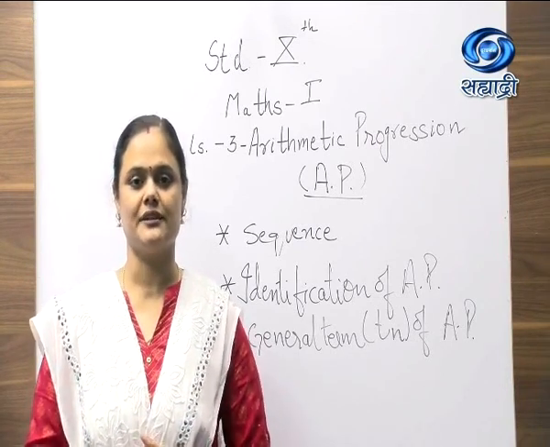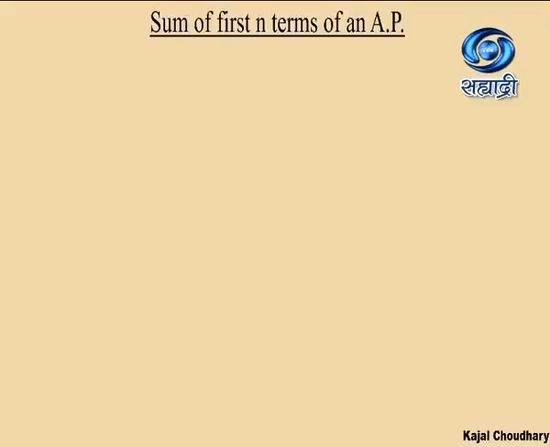Let's move towards the slide. The next concept is the sum of the first n terms of an AP. Now, as we know how to find the nth term, the general term, and identification and all, we can enter into the summing up, or adding up, of the terms of the given AP.